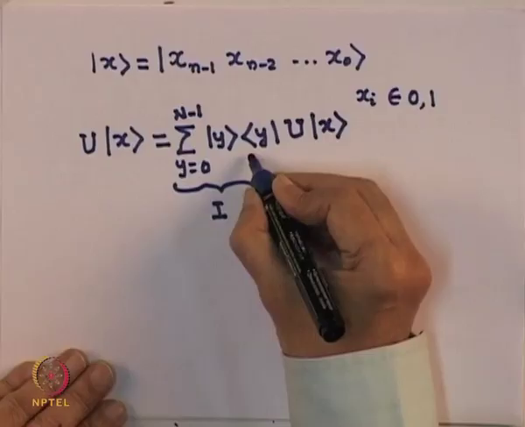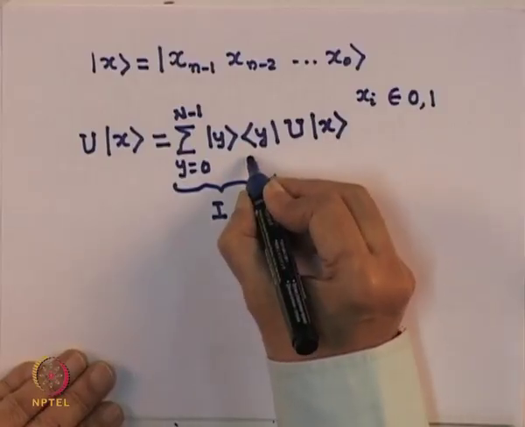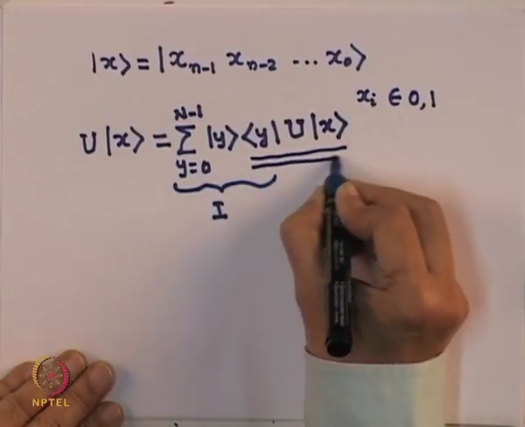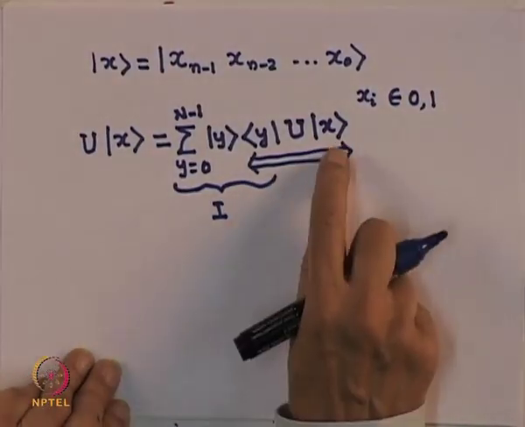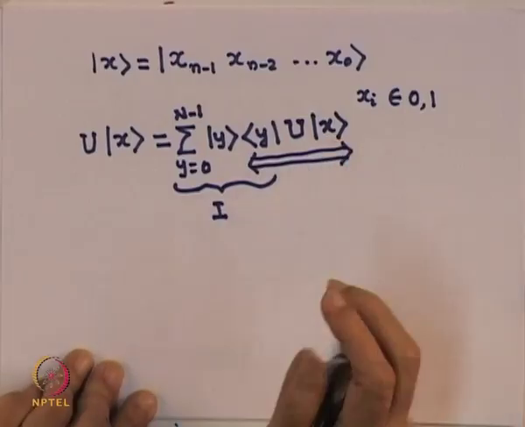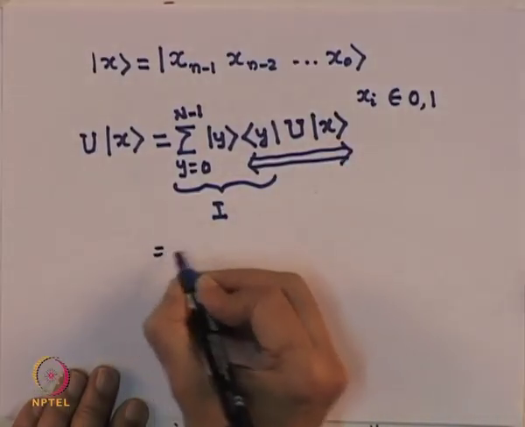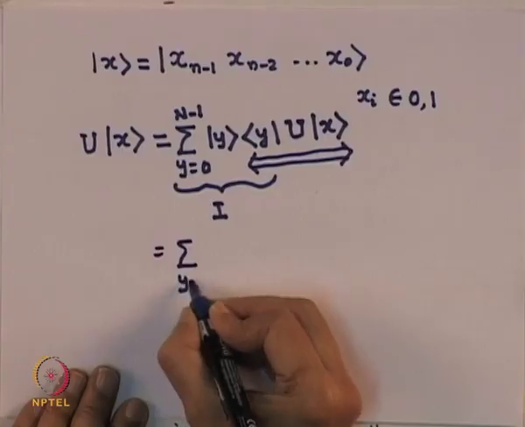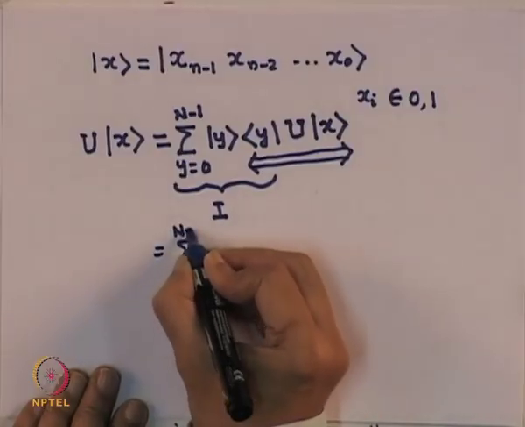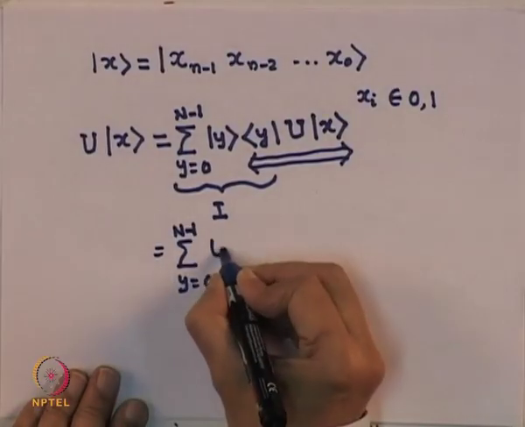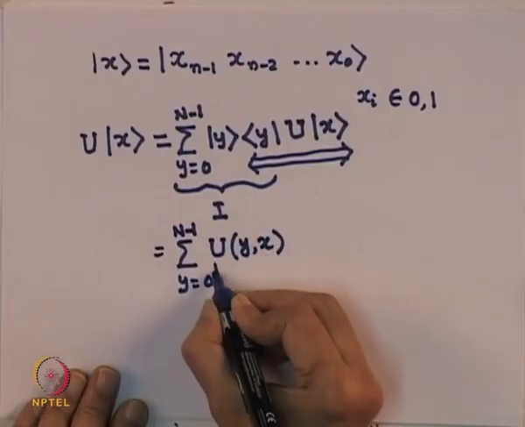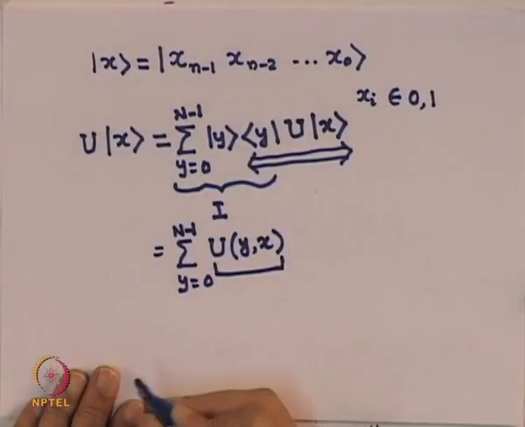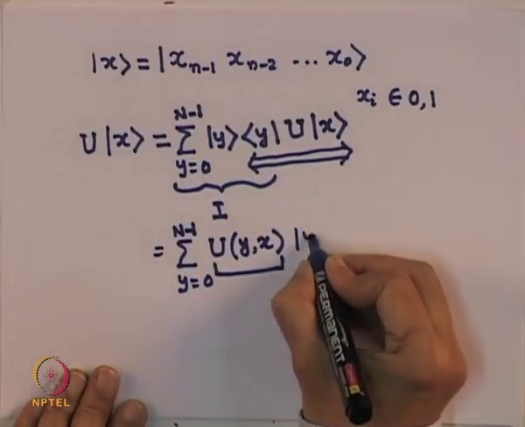Now you realize that in this way of writing, I have essentially written a matrix element of the unitary operator in my basis states. So this is nothing but a sum over y equal to 0 to N minus 1 of U_{yx}, which is the matrix element. So this is this quantity's definition, acting on a vector y.